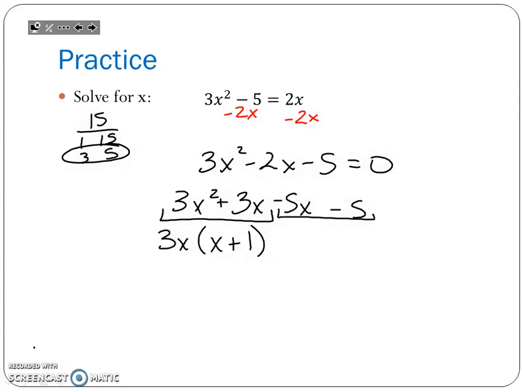Second one here, I've got a negative 5x minus 5. Remember, if that first one is negative, we definitely need to pull out a negative. They both have a 5, so I can pull out a negative 5, and that leaves me with an x plus 1.